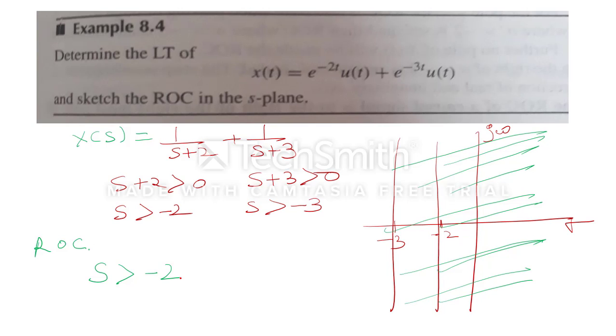So in this case, if we talk about the stability, we can see that the final ROC is going to include the j omega axis. So it will be a stable system, and for causality, it is a right-sided sequence, so it is a causal system as well.